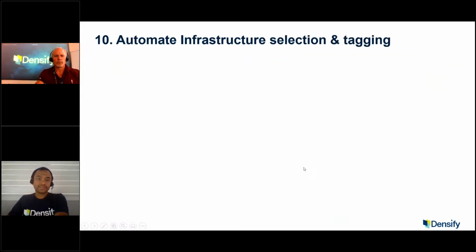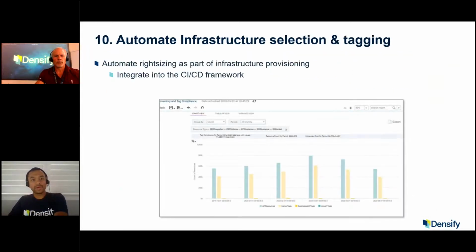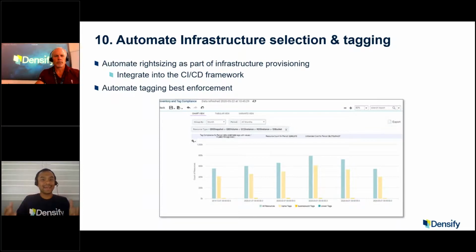And going forward, the last tip that we have for our customers is to start thinking about infrastructure selection and tagging. Make right sizing part of your infrastructure as code provisioning tools, whether you use CloudFormation or Terraform. Make right sizing part of your CI/CD framework. At Densify, we've built an API that allows us to get the recommendations, so now you can punch them directly into your CI/CD framework.